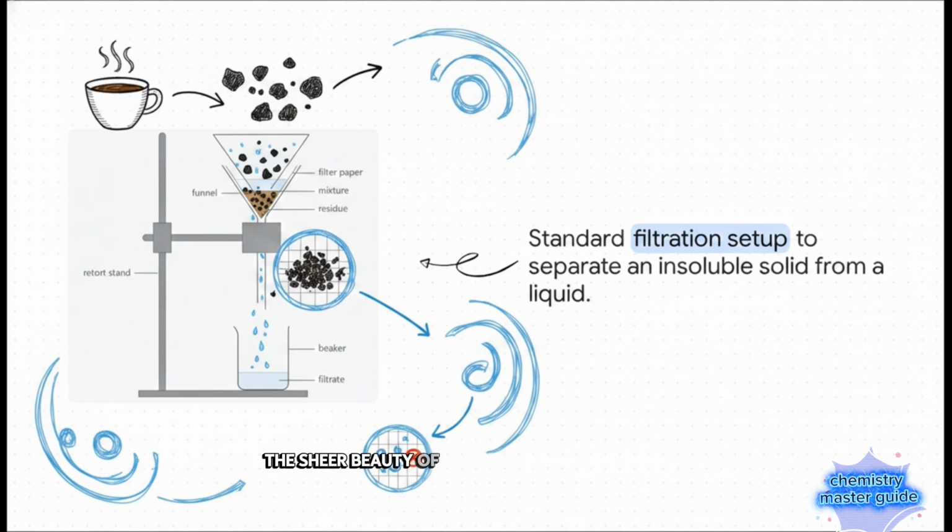The sheer beauty of this method is that it relies entirely on the physical size of the particles. The solid particles are just too large to pass through the microscopic holes in the paper, so they get stuck. They get physically trapped. In chemistry, we call that trapped solid the residue. The liquid, however, is small enough to slip right through all those tiny pores and drip down into the beaker waiting below. That pure liquid is what we call the filtrate.